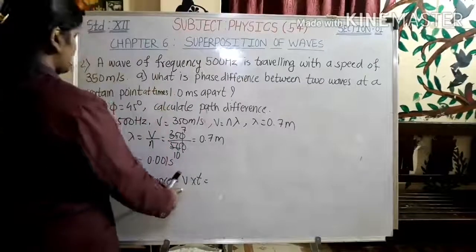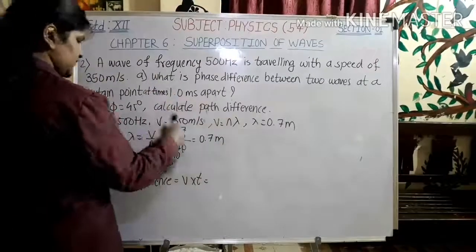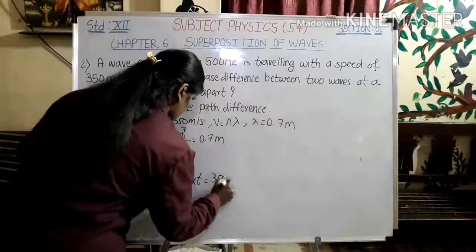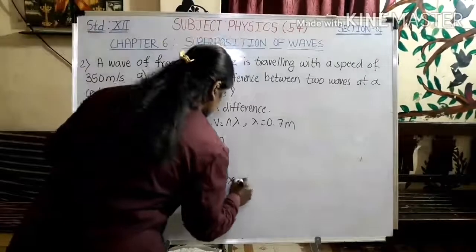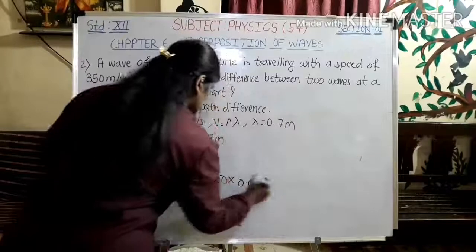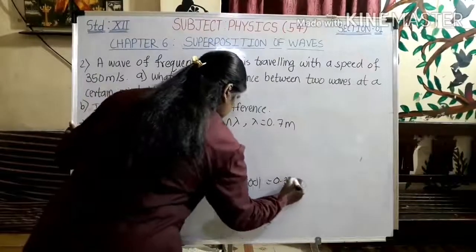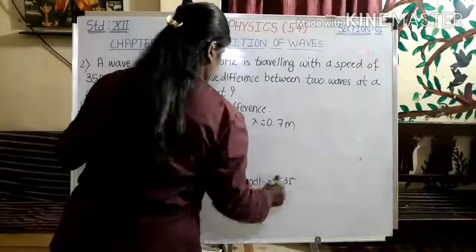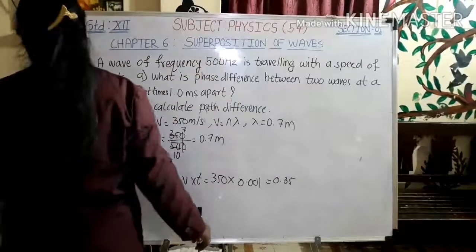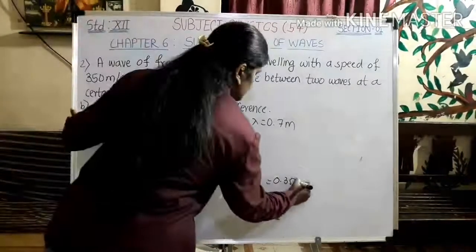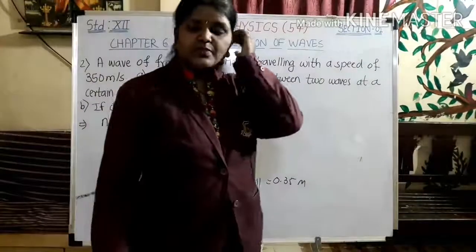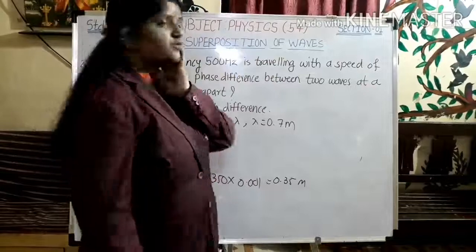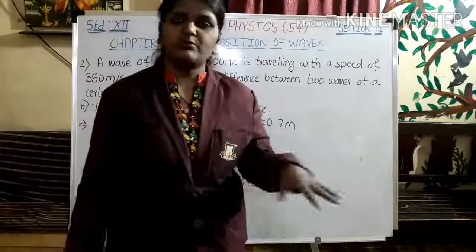We have the value for v, which is 350, into the value for t, which is 0.001. So this comes out to be 0.35. Okay, so this is what you got. What will be the unit? Obviously meter, because it is the path difference. Now, what to find out? We are going to find out the phase difference between both of them.